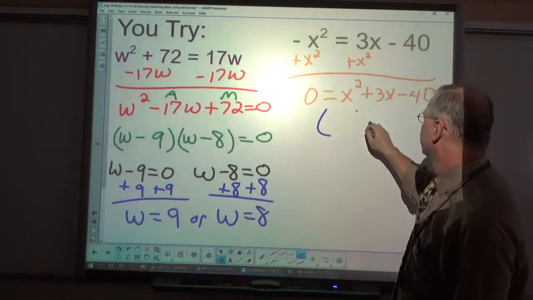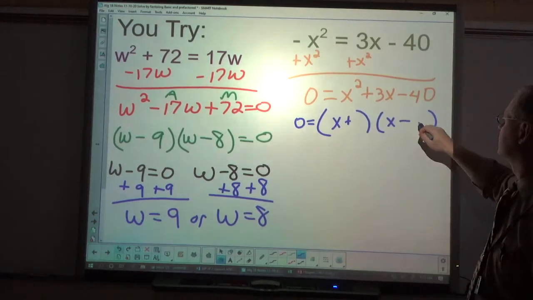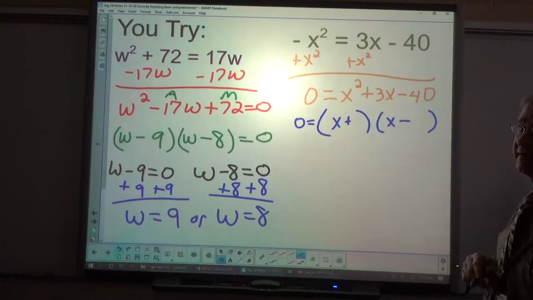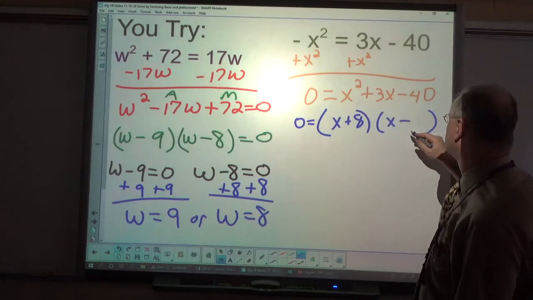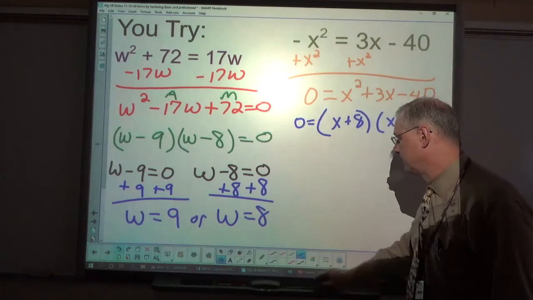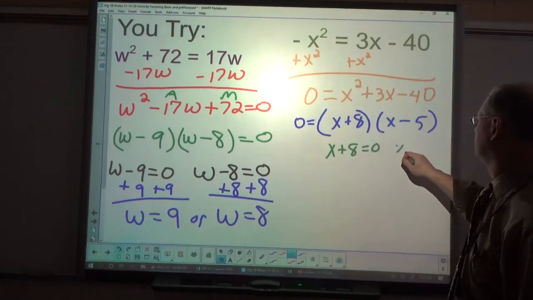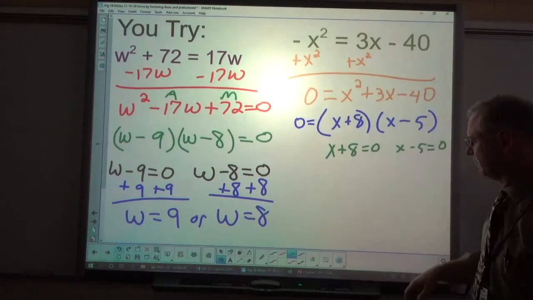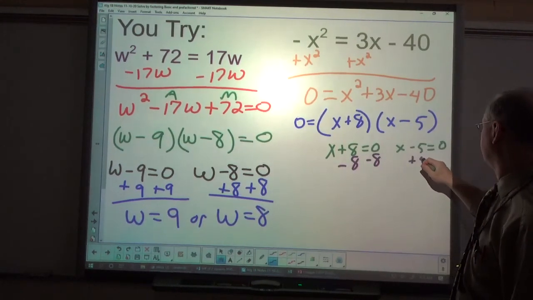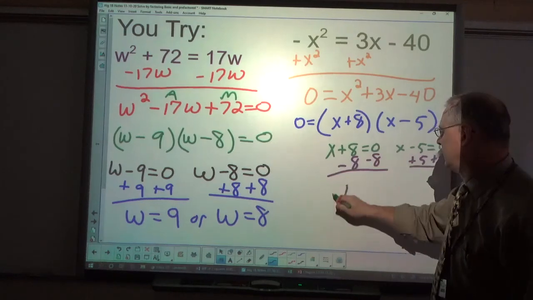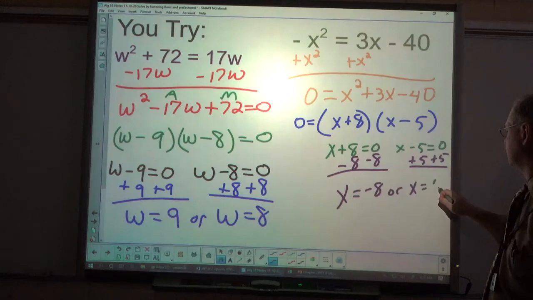Now I want to factor that. X plus, x minus, 8 and 5 differ by 3 and multiply to 40, so I want a positive 8 to get me positive 3 with the negative 5. I'm going to set each equal to 0 and solve them. Subtract 8, add 5, x is negative 8, or x is 5.